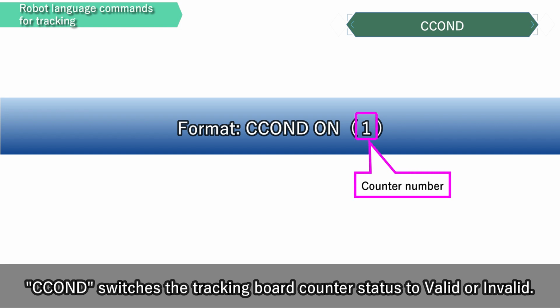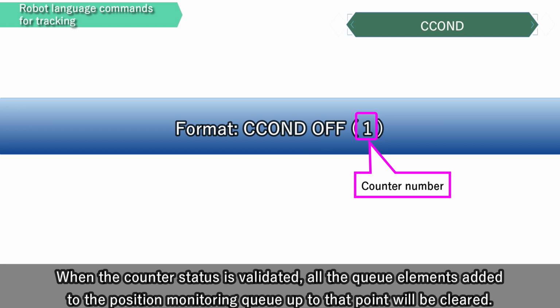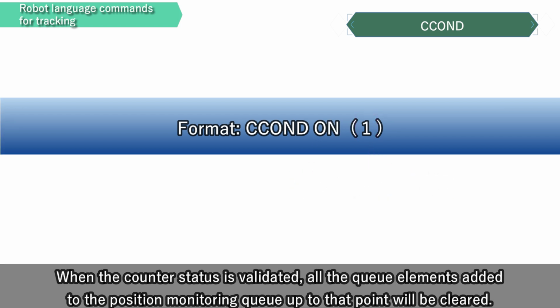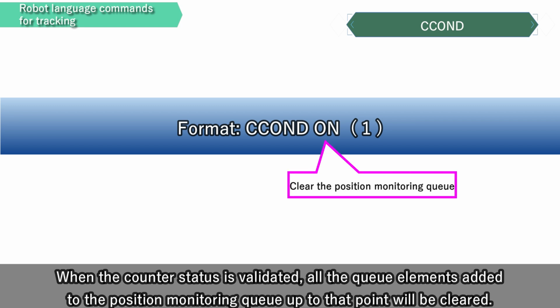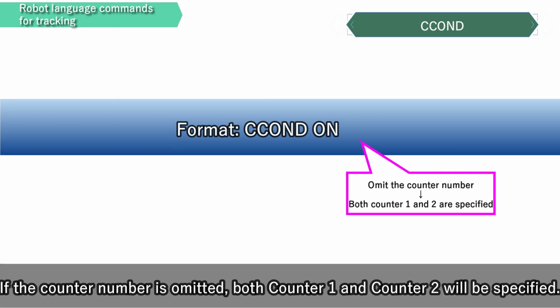CCOND switches the tracking board counter status to valid or invalid. When the counter status is validated, all the queue elements added to the position monitoring queue up to that point will be cleared. If the counter number is omitted, both counter 1 and counter 2 will be specified.